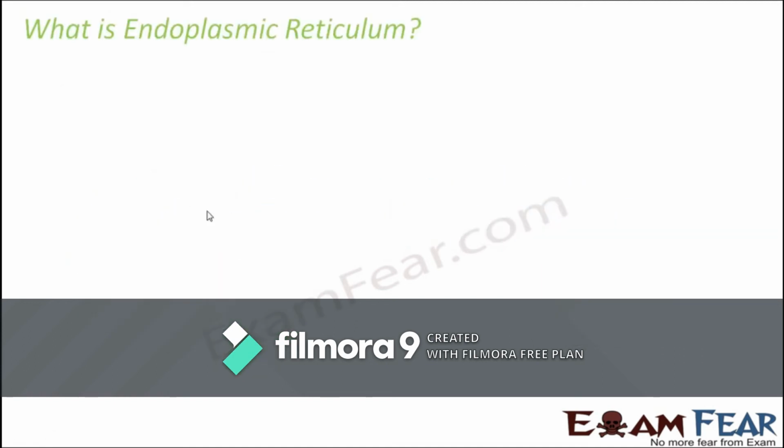Reticulum. So what is endoplasmic reticulum? What does this term mean? Endoplasmic reticulum. Endo means inside. Plasmic is related to the cytoplasm. And reticulum means network. So basically it is a network of something which is present inside the cytoplasm.